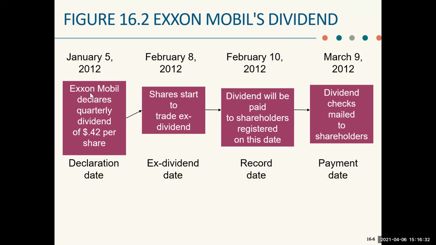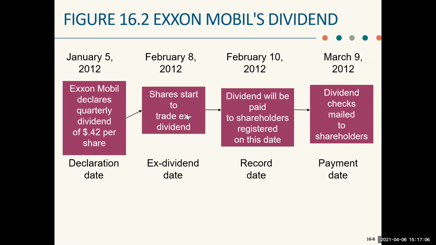He or she says that for this announcement, the ex-dividend date will be February 8th. So about 1 month later. He's going to say here that the ex-dividend date will be February 8th, and he says the other dates. The record date will be February 10, and the payment date will be March 9. This one is straightforward: the actual payment will happen on March 9. That is a check. The check will be mailed to the shareholders.